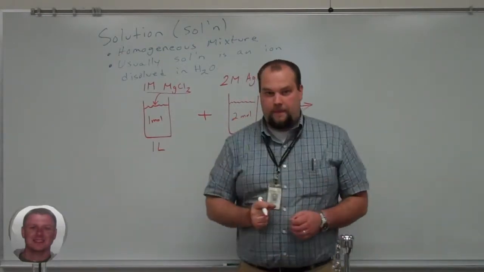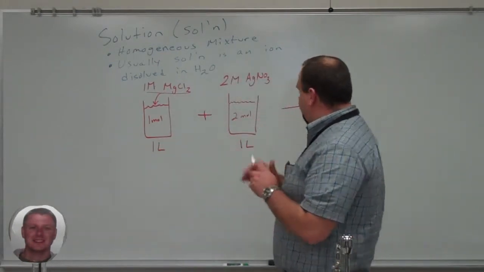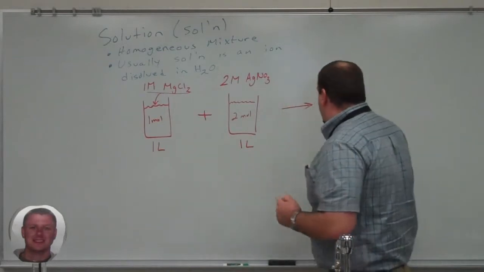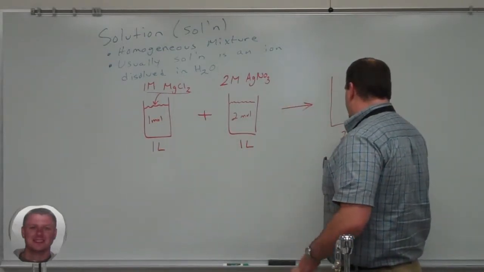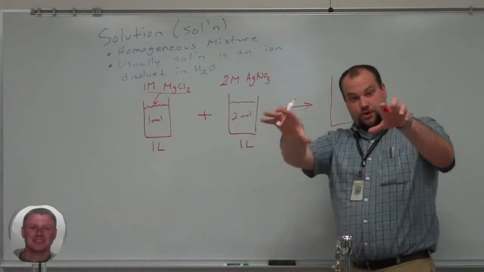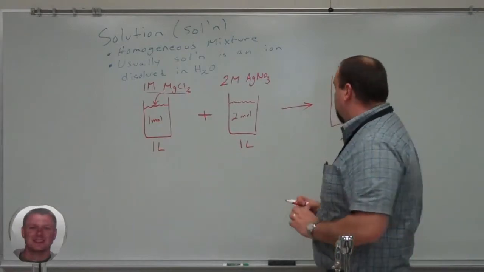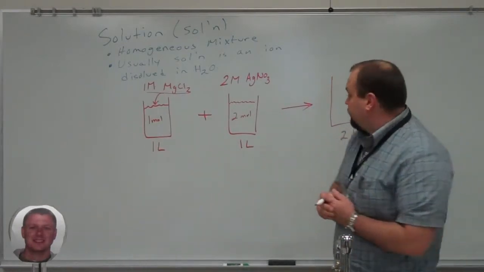Now here's where we actually start doing a little bit of a problem. Let's say I mix these 2 together. Obviously, if I mix these 2 together, I'm going to end up with 2 liters of something, right? I'm not going to end up with 1 liter, because I'm mixing 1 liter and 1 liter together. I'm pouring it into a bigger beaker, or a bin, we'll say. And a reaction is going to take place.